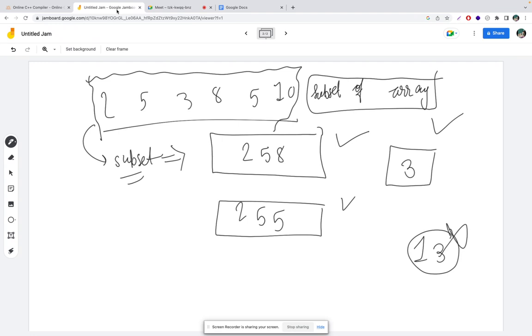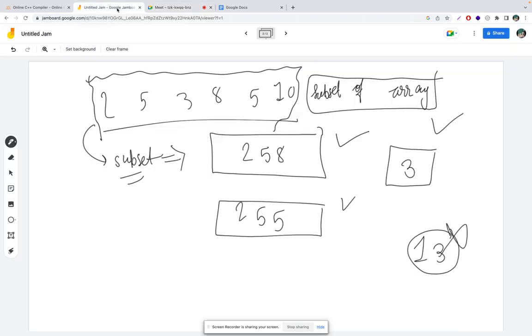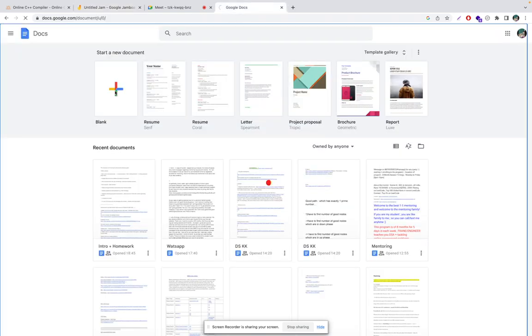So the meaning of subset is clear, right? Okay, everyone is saying, yeah, subset is nothing but subsequence only. Shobhan, clear? There is no difference between subset or subsequence. Whatever array is given to you, you choose any set of elements, we can call it a subset. Everyone clear? So, let me write it in some doc now.